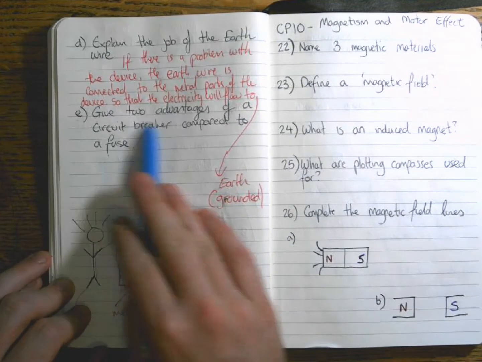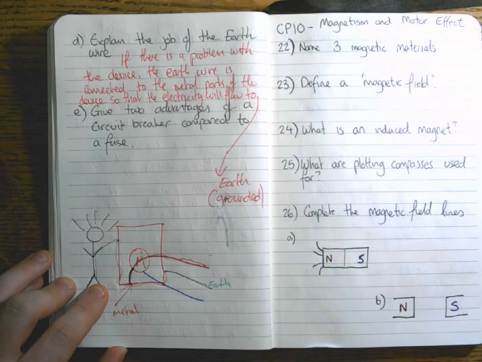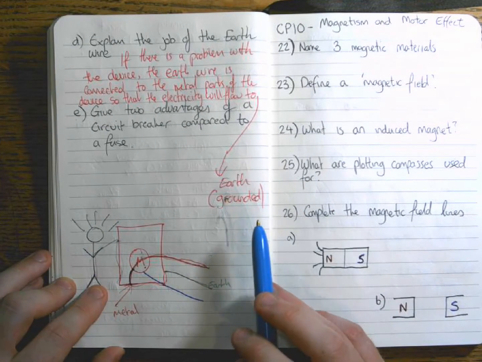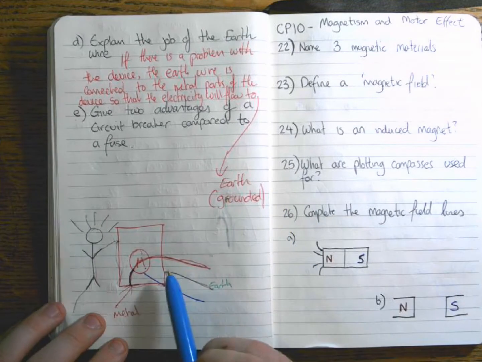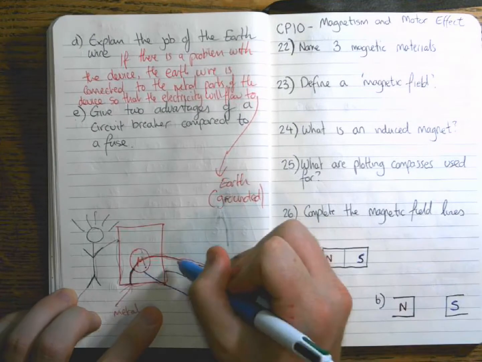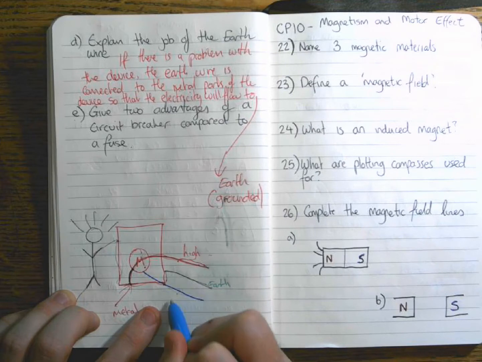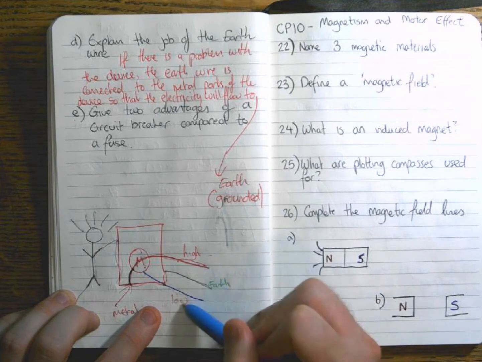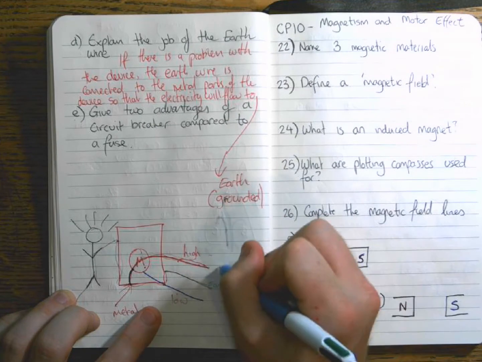Last question. Give two advantages of a circuit breaker compared to a fuse. So a circuit breaker is an electronic device which switches off a circuit when it detects a change in the current. So if the current is too high here compared to there, the circuit breaker will go, oh wait a minute, there's been a sudden rush of electricity here, it's high, so what I'm going to do is I'm going to cut off the circuit.